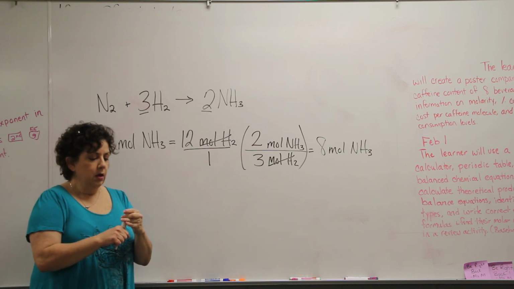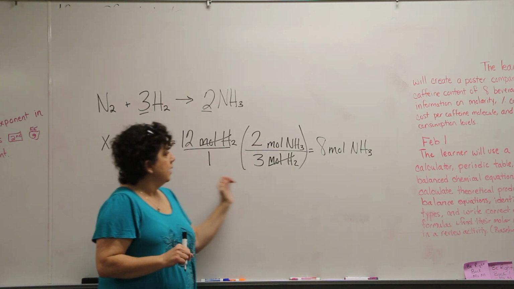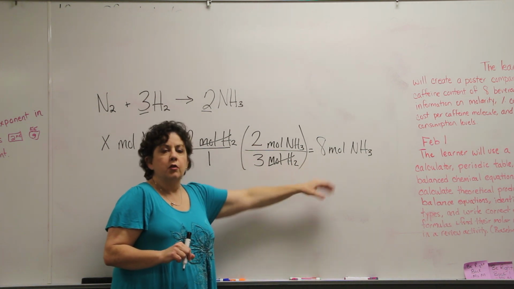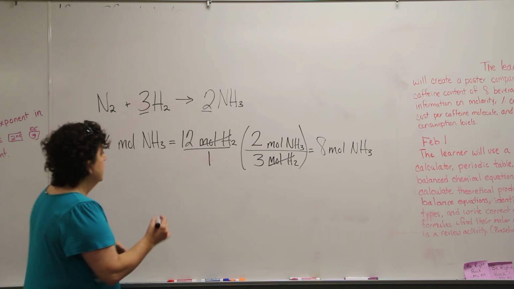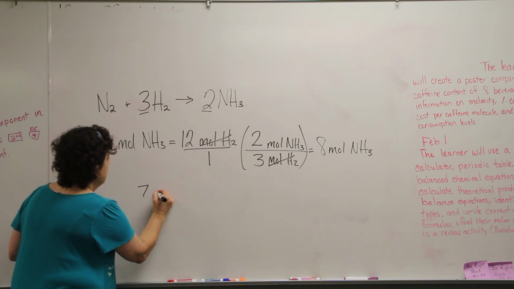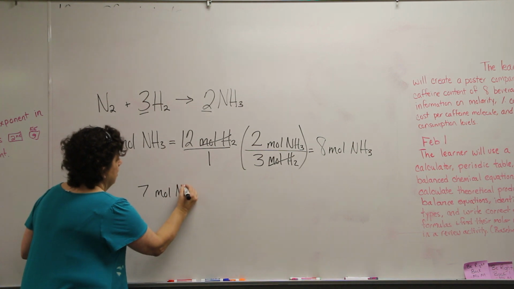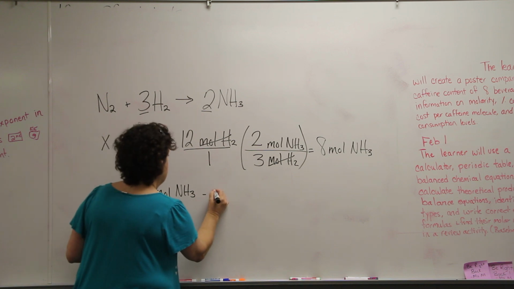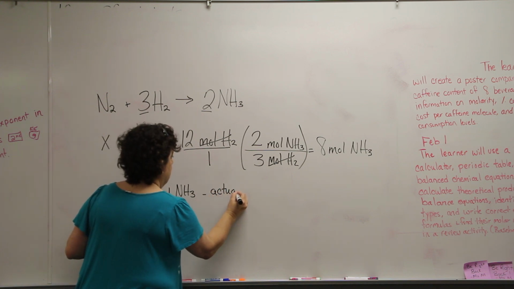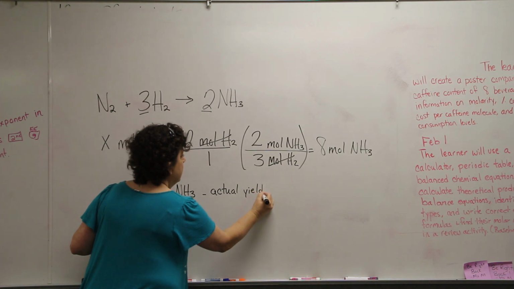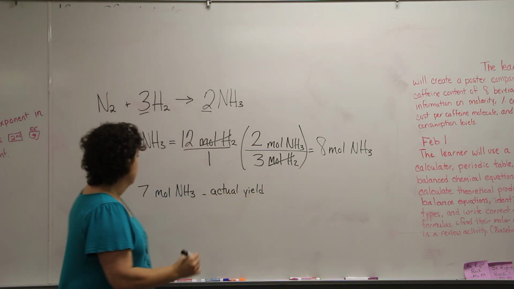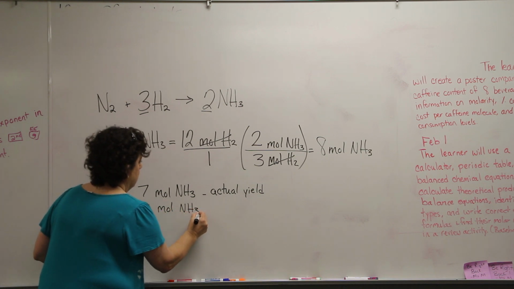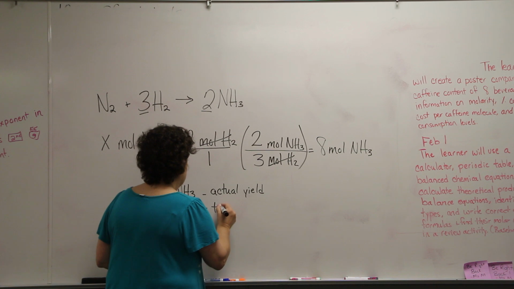Percent yield deals with reality. When we go into the lab to make ammonia, we're never going to get that full yield. We're never going to create quite that much. So if I went into the lab and I wanted to make some ammonia and I came out with 7 moles of ammonia, okay? This is what I would call my actual yield. This is how much I actually created. The maximum that I could have created was 8 moles. And remember that we call this the theoretical yield.